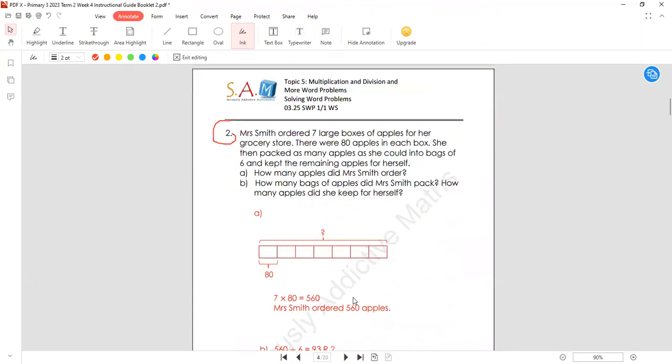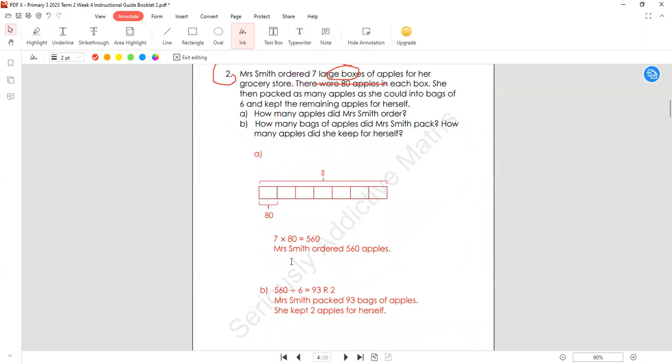And then question 2, right? Please show them how to do it as well. So order 7 large boxes of apples, so that means 7 groups, 7 units. Okay, and then 18 each. So this one is actually quite okay, right? But part B, how many bags of apples did Mrs. Smith pack? How many apples did she keep for herself? So it would be the total number of apples divided by 6, right? So that's part B. Okay, and then the remainder, part 2.